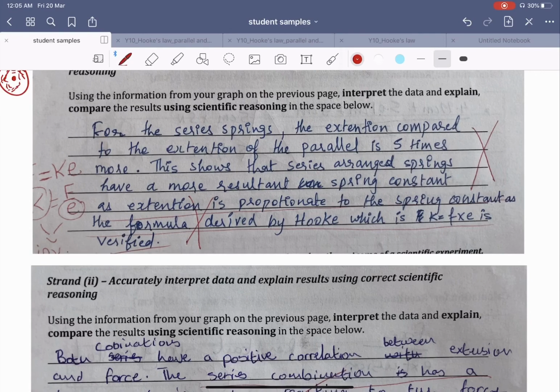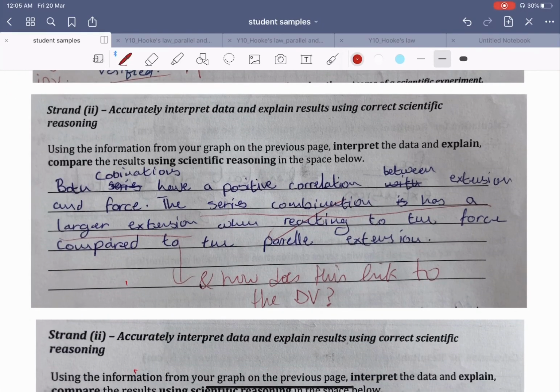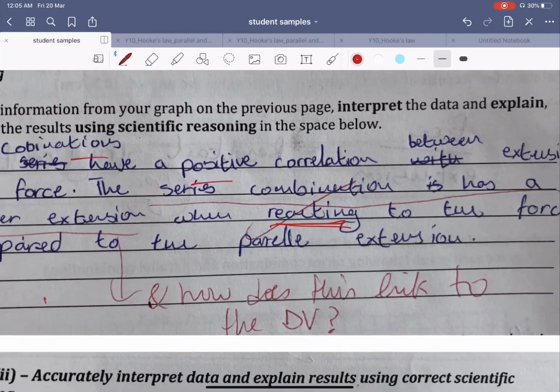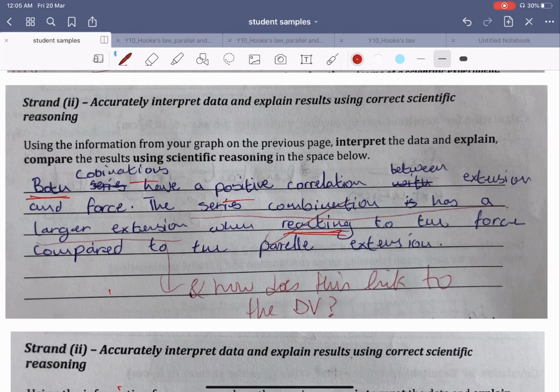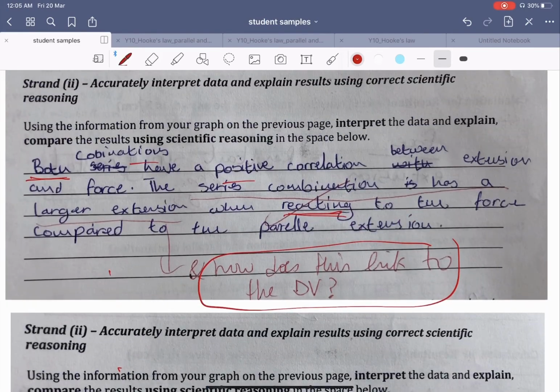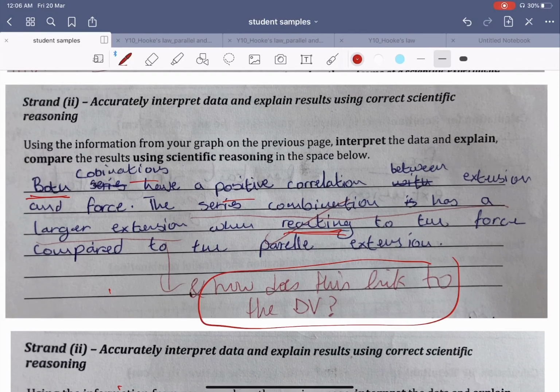Okay. This thing, I saw it again. Yeah, that's not this. No, I don't know. This is wrong. The whole thing is wrong. What? Both combinations have a positive correlation between extension and force. The series has a larger extension, I don't know, to the force compared to the parallel. Again, how does this link to my DV? So all of these answers are 4 and below.